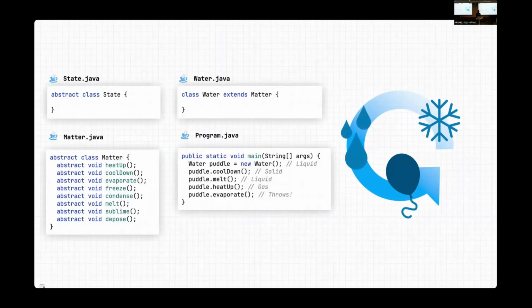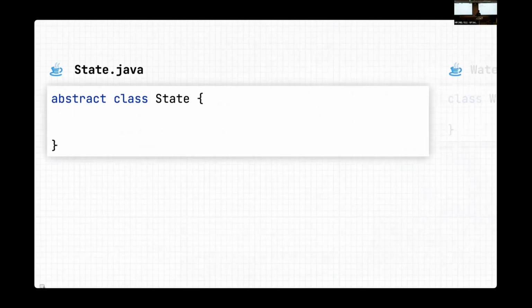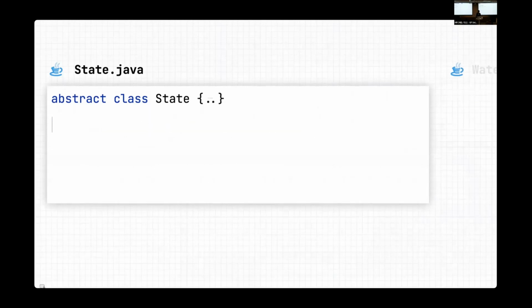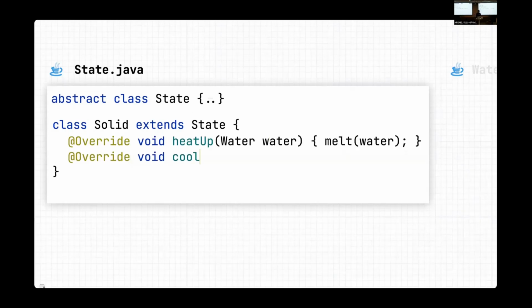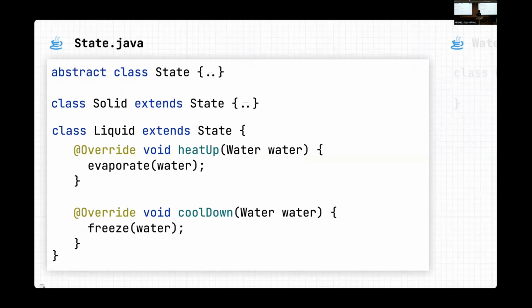According to the Gang of Four, we now have a state class. What we're going to do is move all the logic that we had in the water class into the state class. Previously we had the enum value, but now we have a whole class. Here I'm going to have the abstract heat up and cool down methods. And I'm going to subclass this and introduce three other classes, starting with solid. If you ask solid to heat up, it'll just melt. But if you ask it to cool down, it won't do anything. Similar logic from the previous program also comes through. For instance, for liquid, when you ask it to heat up, it might evaporate. If you ask it to cool down, it's going to freeze.